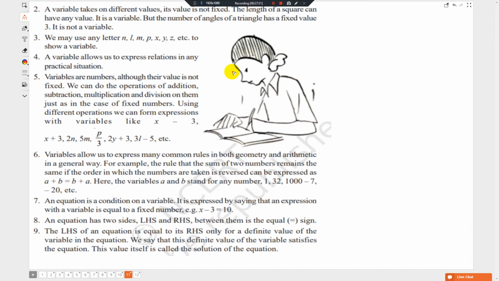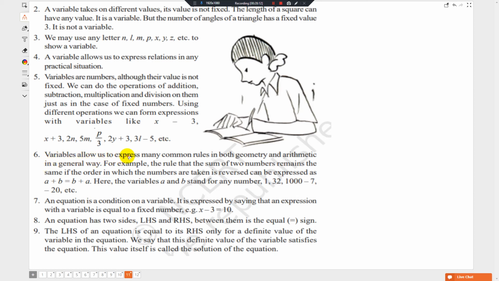We may use any letter, m, n, l, p, s, x, y, z, etc., to show a variable. A variable allows us to express relations in practical situations. Variables are numbers, although their value is not fixed. We can do the operations of addition, subtraction, multiplication, division on them, just as in the case of fixed numbers. Using different operations, we can form expressions with variables like x plus 3, 2.5m, p by 3, 2y plus 3, 3x minus 5, etc.